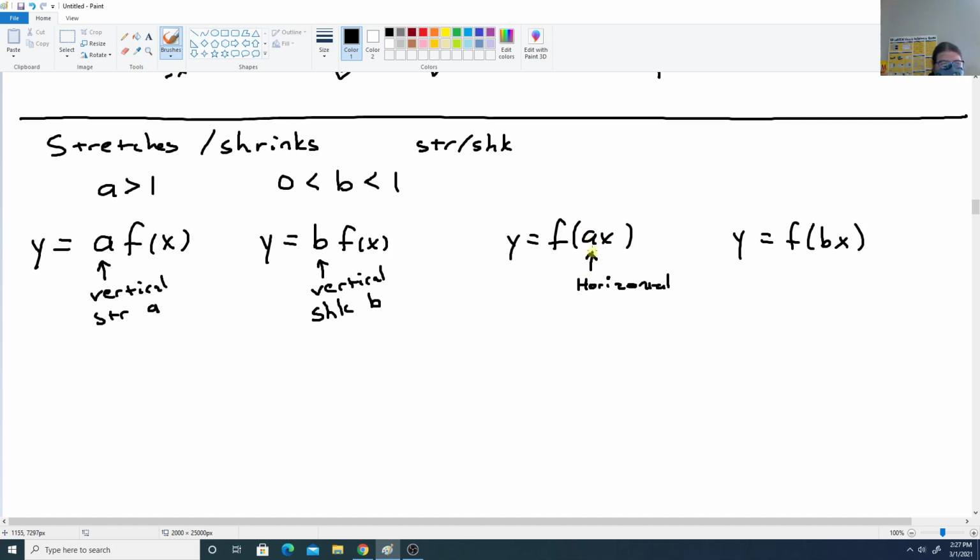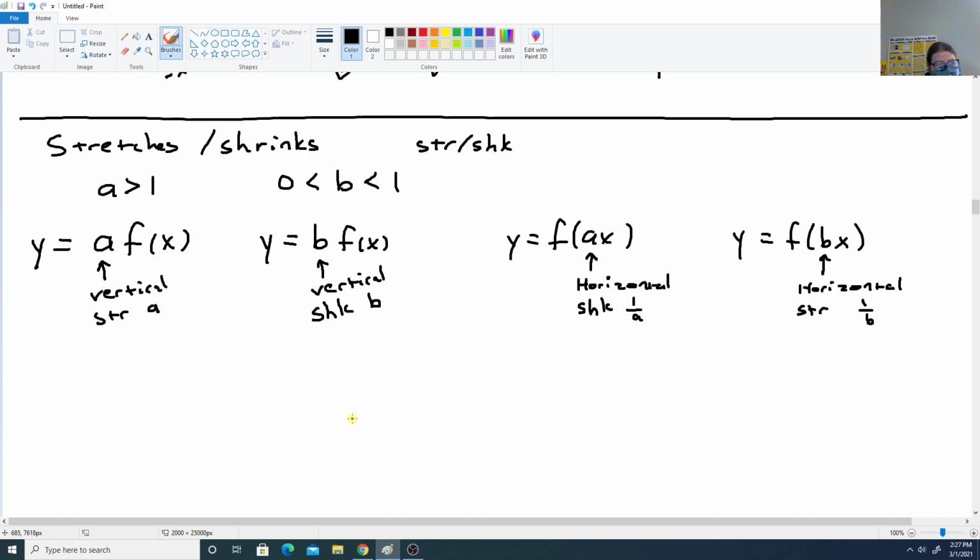So inside, this is horizontal. If you have a number bigger than 1, this does a shrink by 1 over the number. So if you had a 2 in there, that would be a horizontal shrink by 1/2. Or if you had a 4 in there, that'd be a horizontal shrink by 1/4. For b, this does horizontal, and this will be a stretch by 1 over b. So if b is a half, it's actually a horizontal stretch by 2. Or if b is 1/5, it's a horizontal stretch by 5.